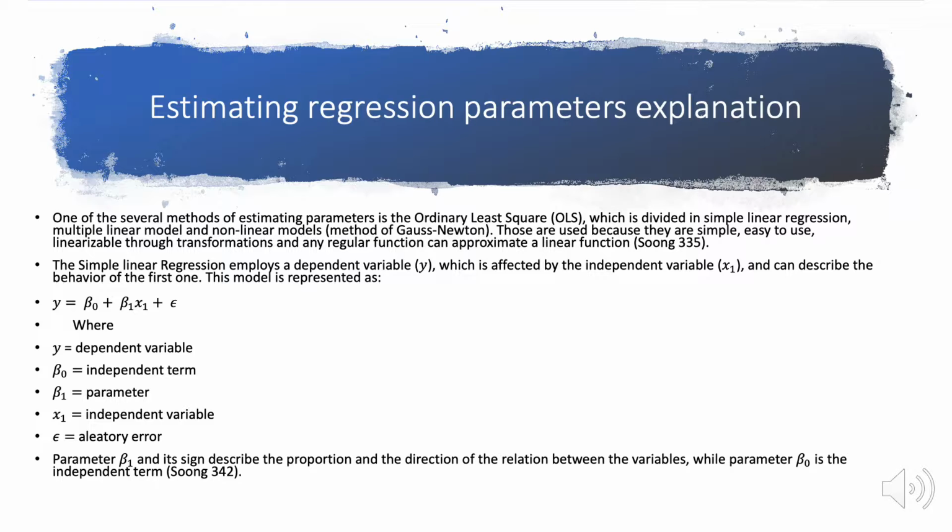Estimating regression parameters. Explanation. One of the several methods is the ordinary least squares, which is divided into simple linear regression, multiple linear model, and non-linear models. Those are used because they are simple, easy to use, linearizable through transformations, and any regular function can be approximated by a linear function. The linear regression employs a dependent variable y, which is affected by the independent variable x sub 1, and can describe the behavior of the first one. Please pause the video in order to see the variables.